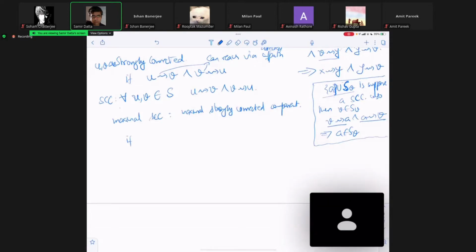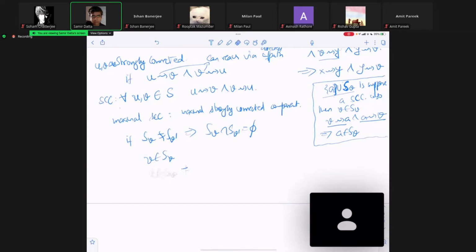And now these maximal things naturally partition the vertices. And of course if SV is not equal to SV prime, it implies SV intersection SV prime is empty. Why is that? Because they are equivalence classes. We have not explicitly proved that, but this is one way to. So why are they equivalence classes? Because firstly, V belongs to SV.